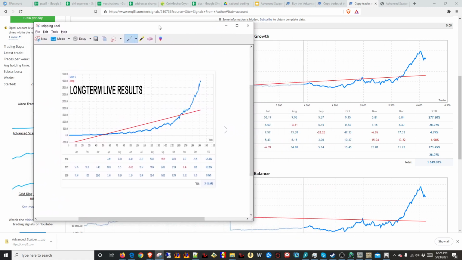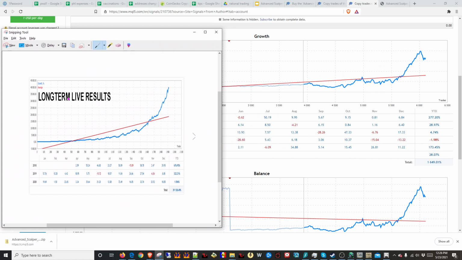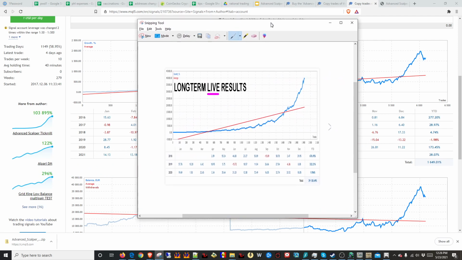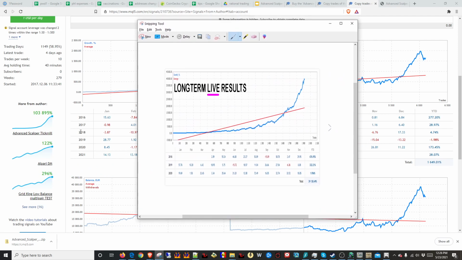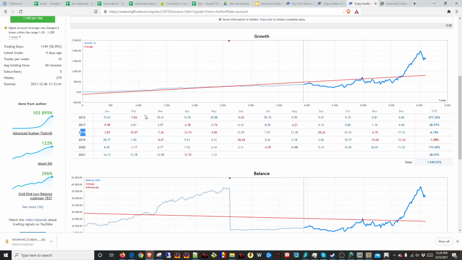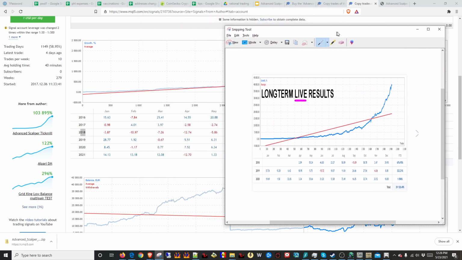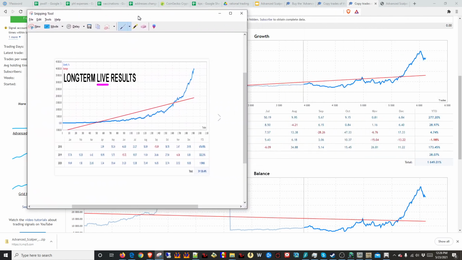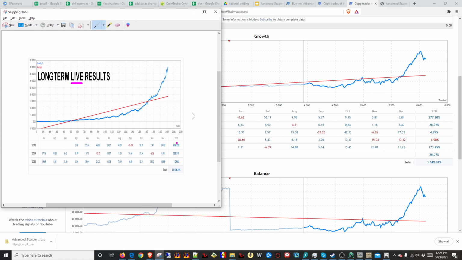on the EA. So he says this is long-term live results. Is it long-term live results? No, it is not live results. It is demo results. When we compare it to live results, we get something very different. So if we look here, the third line is the 2018 line on this live account. And if we look at 2018, the third line, we have a September that lost 28% on the live account.